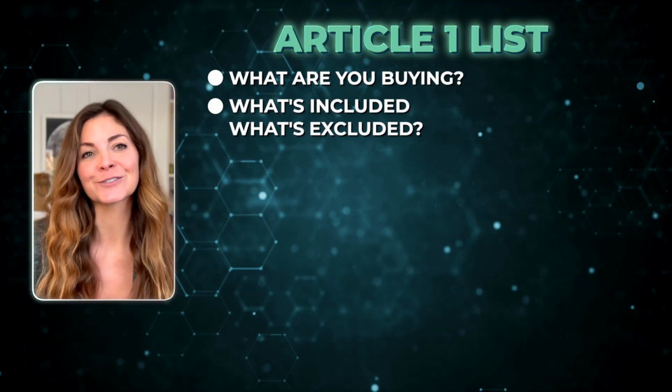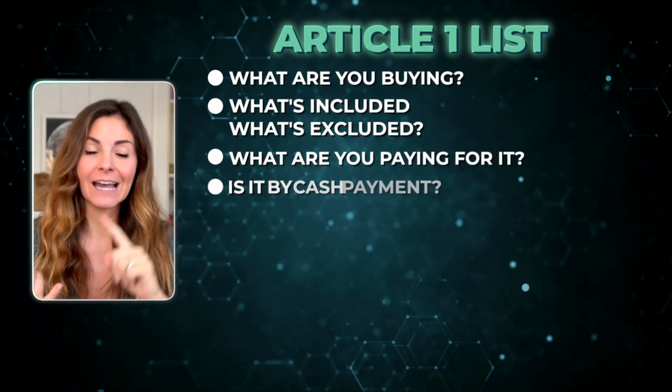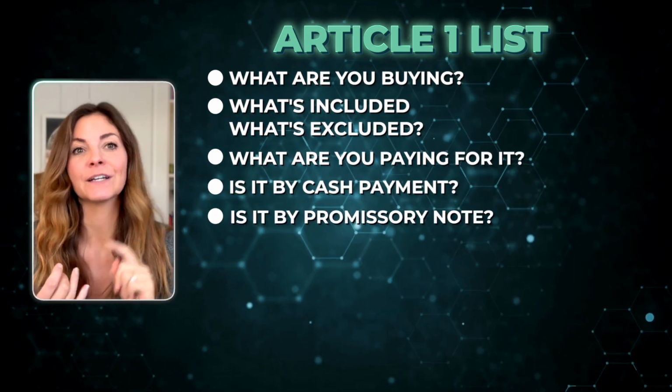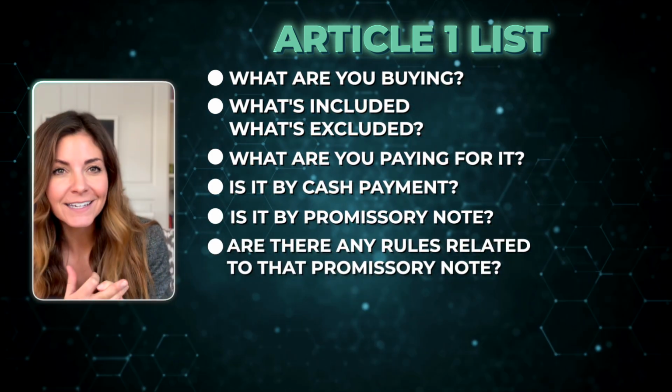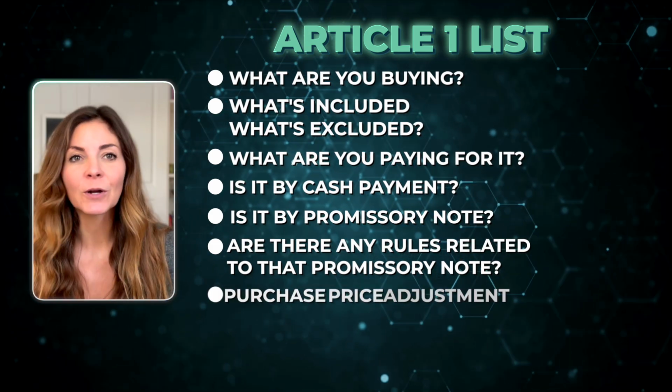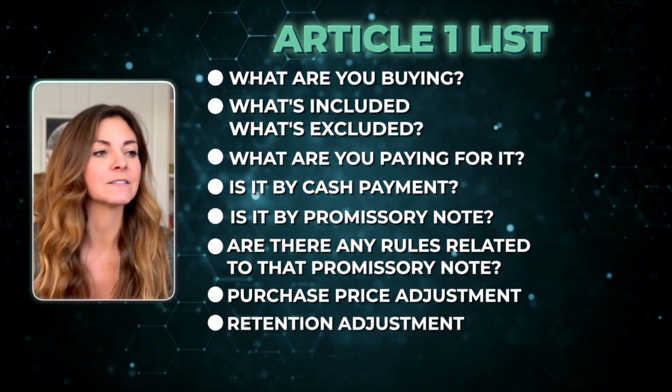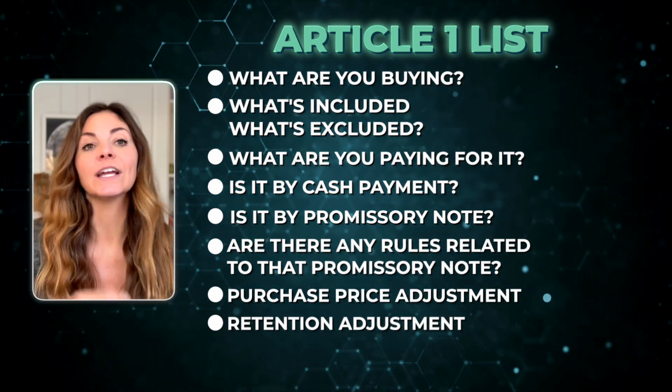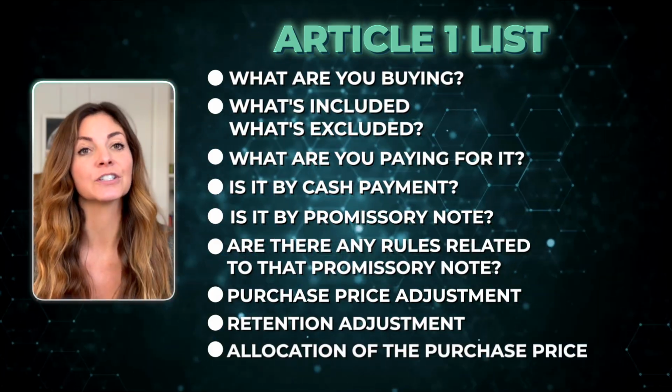So that's Article 1. What are you buying? What's included? What's excluded? What are you paying for it? Is it by cash payment? Is it by promissory note? Are there any rules related to that promissory note, like a purchase price adjustment or a retention adjustment? And then at the very end, I usually put the allocation of the purchase price in there too, which I will talk about in a different video because it's so niche. If you like this one, you will love allocation of a purchase price. So I will link that one here.